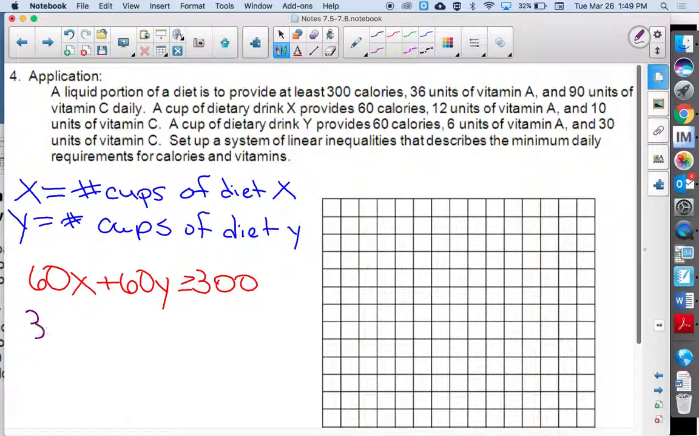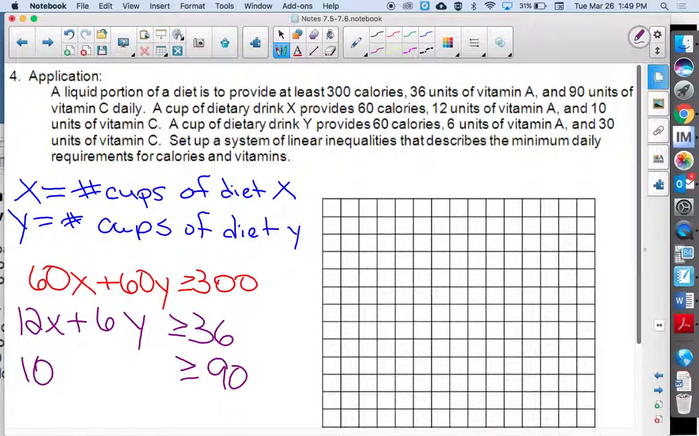36 is less than or equal to 12x plus 6x? Yeah, and I'm just going to flip it on the other side. So she said 12x and 6y. There we go. So 12 units of vitamin A, 6 units of vitamin A for my 2 different drinks must at least be 36. And then the last one, using that same pattern, we have 90 of vitamin C. The first one has 10 units, and the second one has 30.